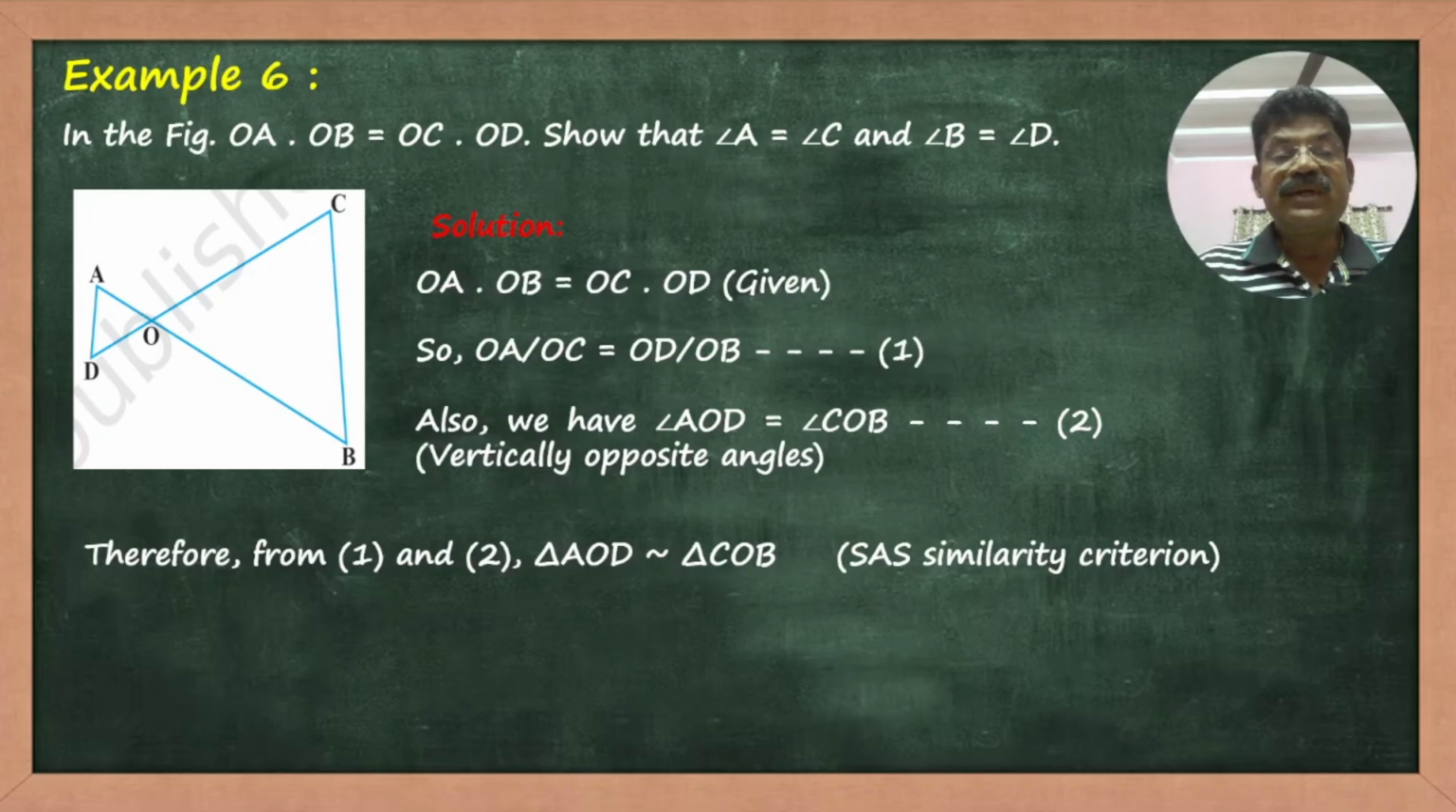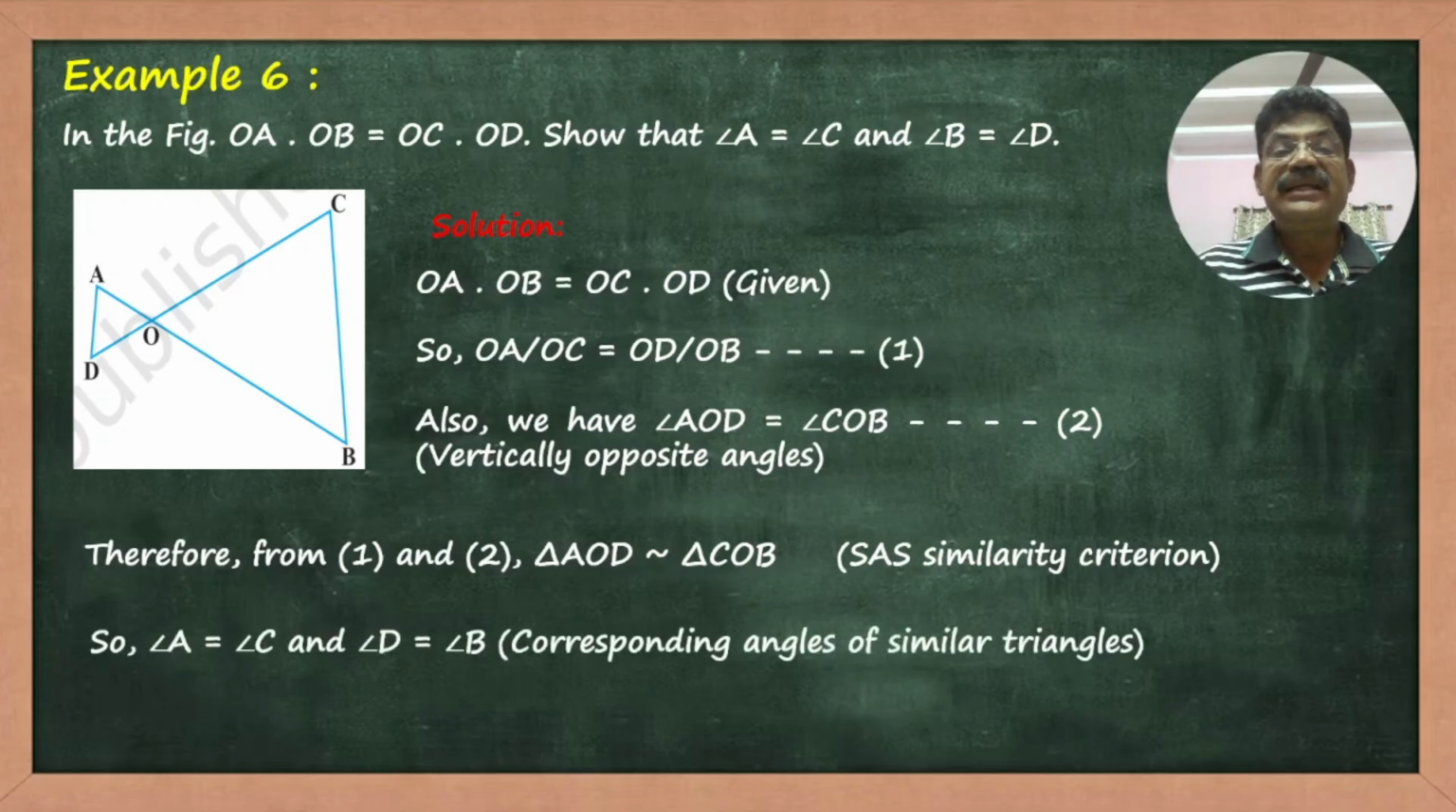So, when you write these letters of triangles, you have to be very careful. You have to write in the correct order. Otherwise, it will be wrong. So, this is by SAS similarity criterion, side angle side. Therefore, angle A is equal to angle C and angle D is equal to angle B. Very simple.